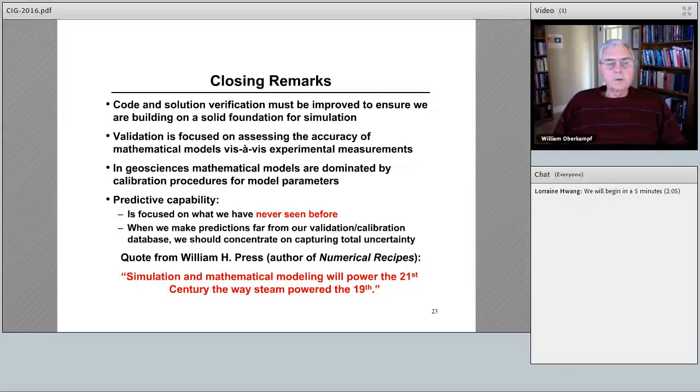Predictive capability is focused on what we have never seen before, and I think that is a good way to describe it. When we make predictions far from our validation or calibration domain, we should concentrate on trying to estimate the total uncertainty, which is usually not a very pretty picture if you try to capture what all the uncertainty is. And I like this quote from Bill Press. He was a senior author on Numerical Recipes. Simulation and mathematical modeling will power the 21st century the way that steam powered the 19th. I think that gets across very beautifully the point where we are in the history of science and engineering.